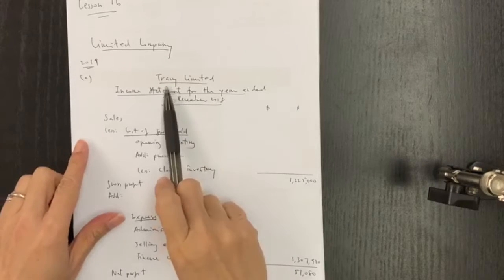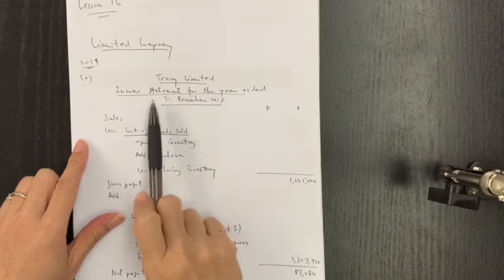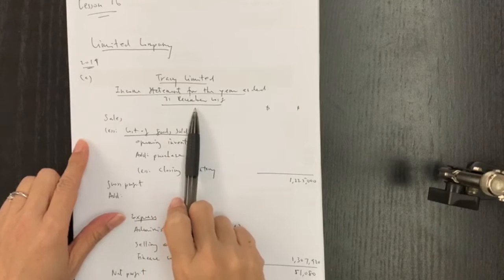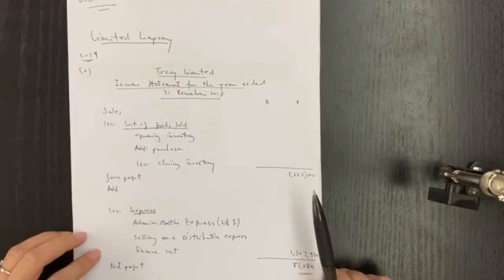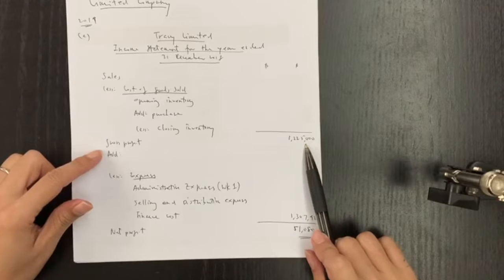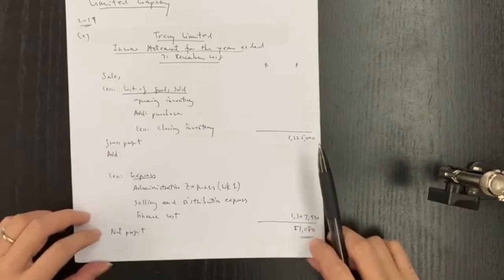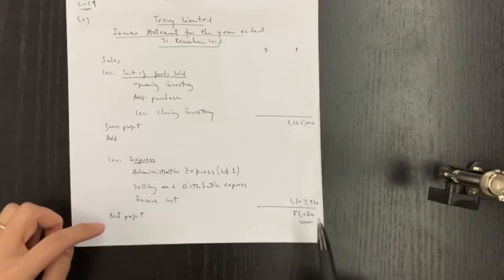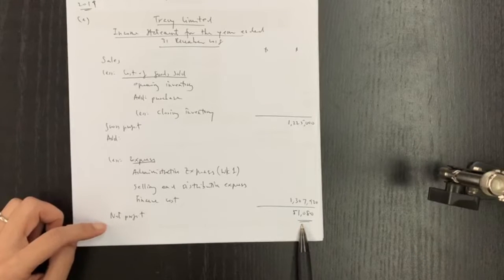Okay, so here I have Tracy Limited. This is the income statements for the year end. We always start with a nice heading. So we start with sales and then we have gross profit, and this is the key answer for gross profits. So add revenue minus expenses, and this is the key answer for net profits.